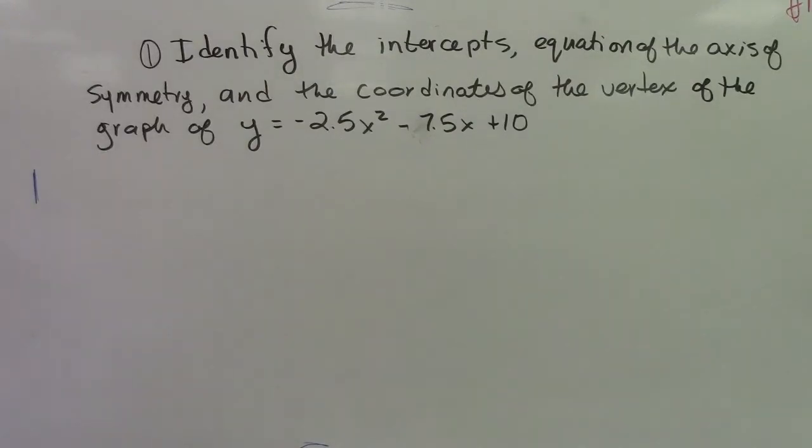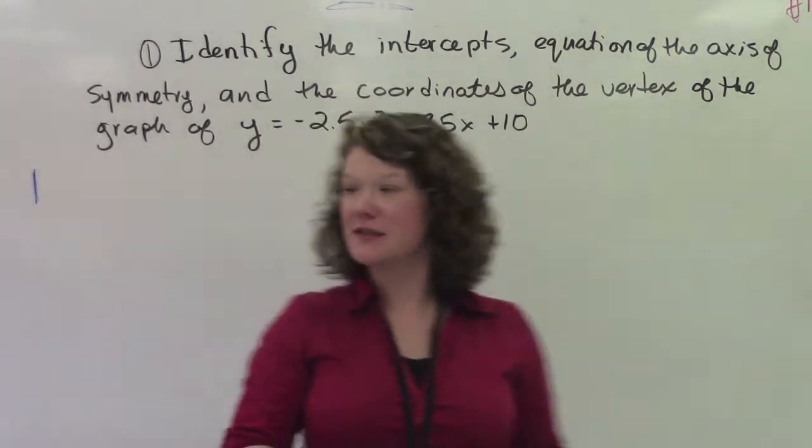Example 1. Identify the intercepts, the equation of the axis of symmetry, and the coordinates of the vertex of the graph y equals negative 2.5x squared minus 7.5x plus 10. I told you it was coming, folks!